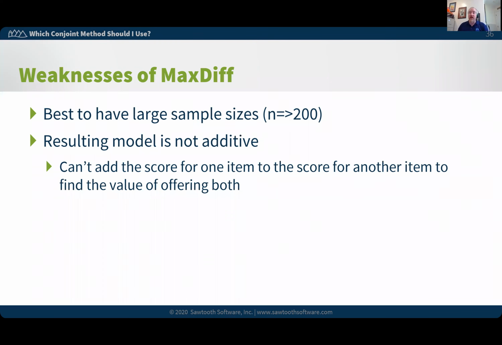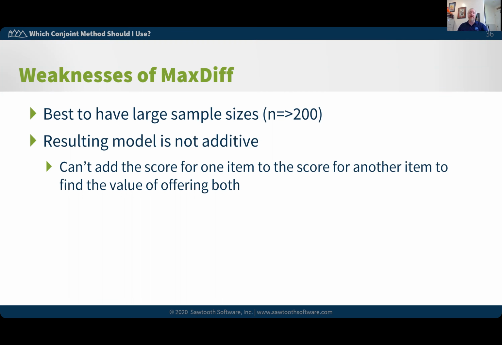Weaknesses of MaxDiff: it does require fairly large sample sizes because, like CBC, we're going to need to borrow across respondents to get our models. The resulting model isn't additive, so I can tell you whether they want an exercise room or a break room, but I can't tell you how happy they are if you give them an exercise room and a break room. So we can't do that.